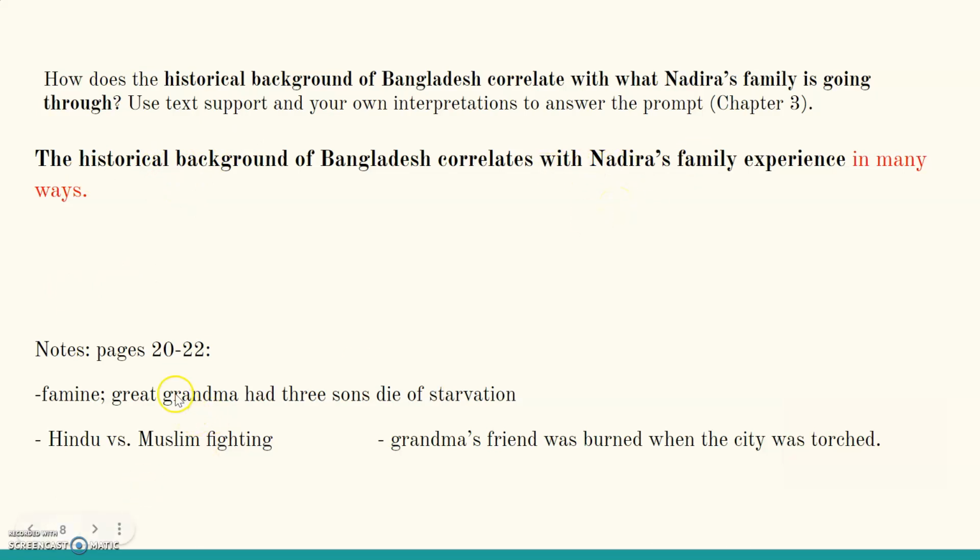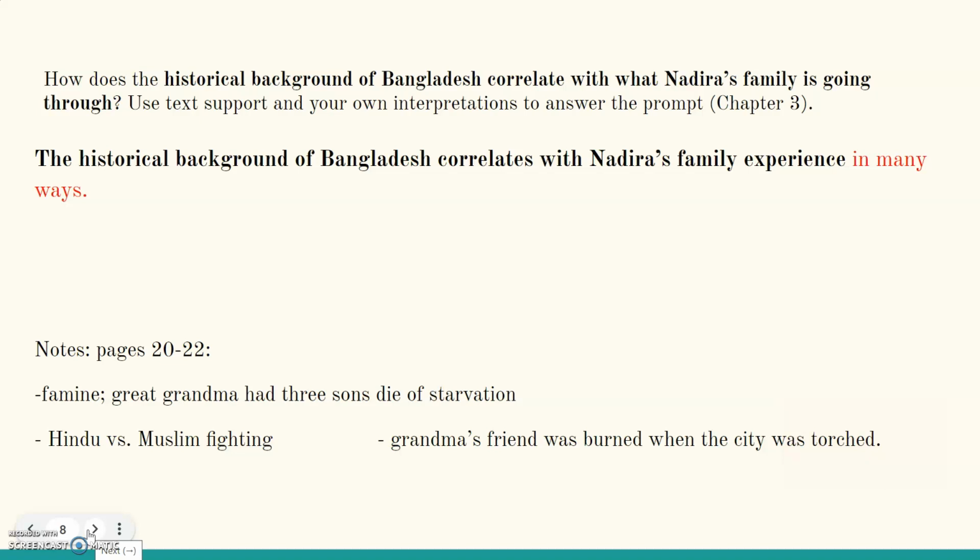So I would first take grandma having 3 sons die of starvation. We remember that there was a famine, and also remember World War II was going on at that time, and a lot of the food was going to supply the British soldiers. We learned that from the video. So that could be our first piece of evidence. Our second would definitely be grandma's friend being burned alive, because we talked about the entire city got torched, half of the city burned to the ground, and that history directly affected Nadira's family.